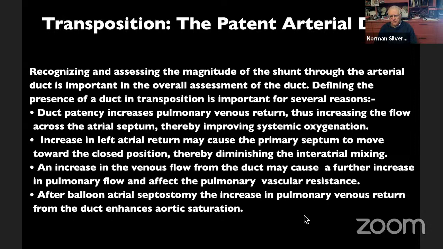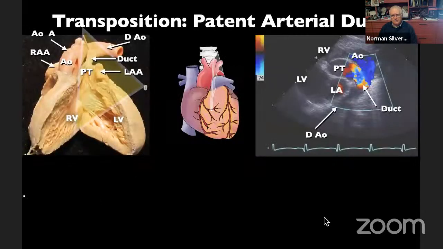And also, it gives you a false sense of security. If the ductus closes, the patient will get much more cyanosed. So in this situation, the use of prostaglandin E1 to maintain ductal patency is important.